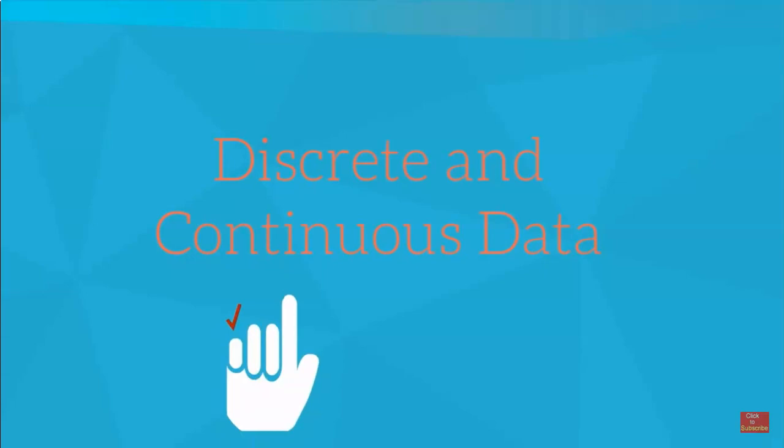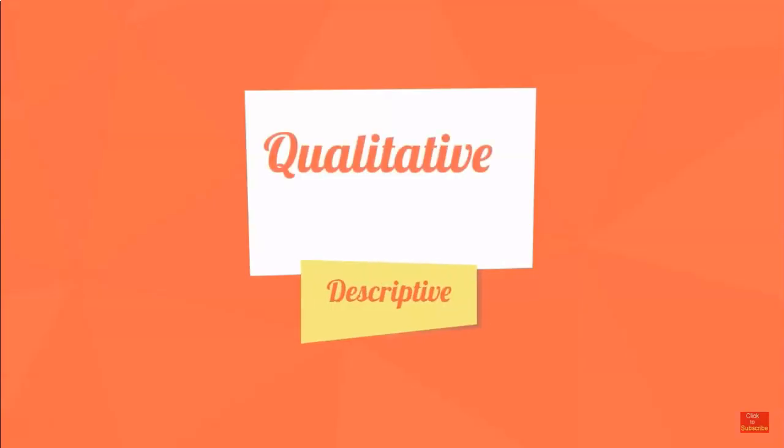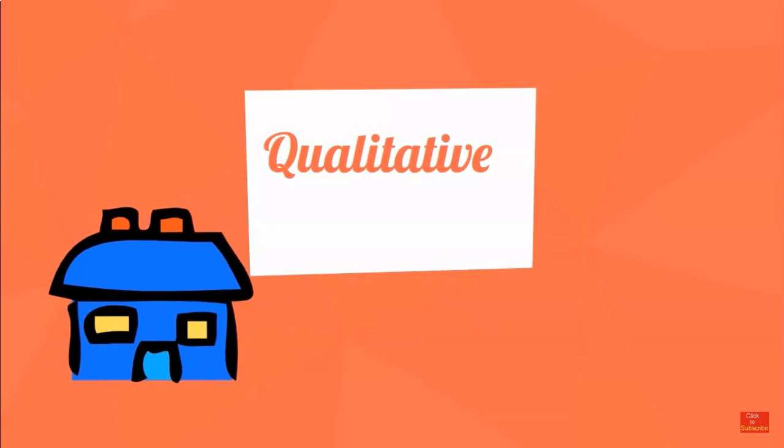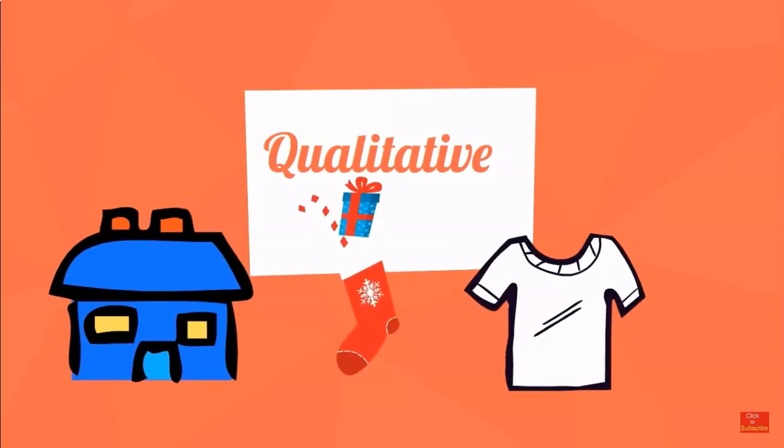There are 2 types of quantitative data, discrete and continuous. Discrete data is usually data you can count, and continuous data is usually data that you measure. I have a separate video on these 2 types of data. Qualitative data is descriptive or observation and uses words. For example, the color of a house, the smell of a sock, the texture of a shirt.